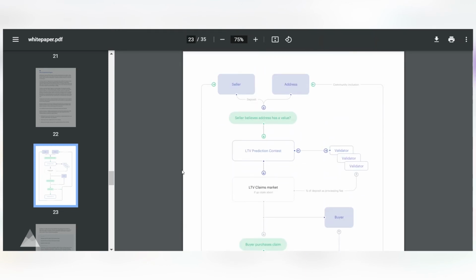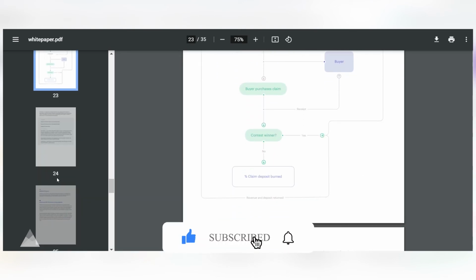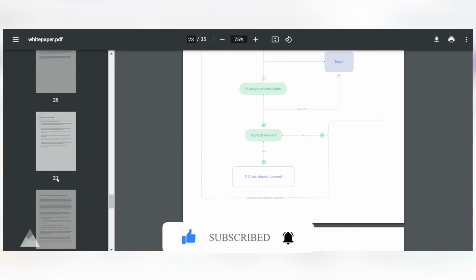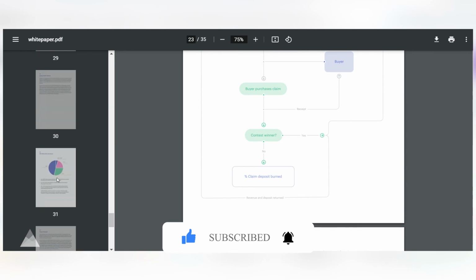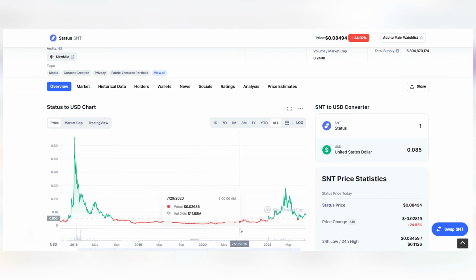Hardware wallets provide the highest security. Status is developing the native hardware wallet Keycard, but it is not released just yet. Until its release, you can use the most secure industry standard hardware wallets by Ledger or Trezor.